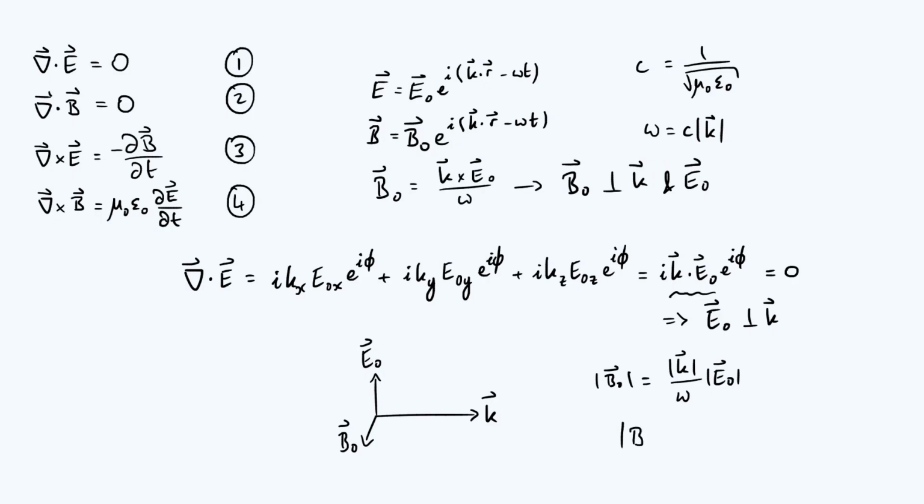But we also know from this circled relationship up there that modulus k divided by omega is 1 over c. So we conclude that the amplitude of the magnetic field oscillations is the amplitude of the electric field oscillations divided by the speed of light, c. And so that's another constraint that these waves have to obey. The amplitudes of B and E are not independent of each other, and the ratio is always equal to c or 1 over c, depending on which way around you do it.